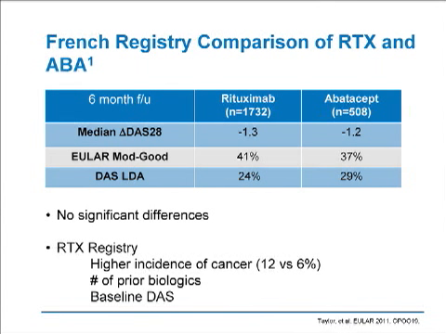Now, one point of fact is that the rituximab registry had a higher incidence of cancer, 12 versus 6% in the abatacept registry, perhaps reflecting the French rheumatology community's view of when rituximab is of particular value. The second component is that they had a higher incidence of prior biologic use, and they had a higher baseline DAS. But even within those things, we're not routinely deciding to use abatacept versus rituximab based on our DAS or the number of prior biologics. We're making a decision between rituximab and abatacept on which way can help the patient the most.